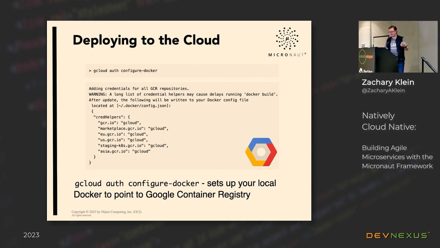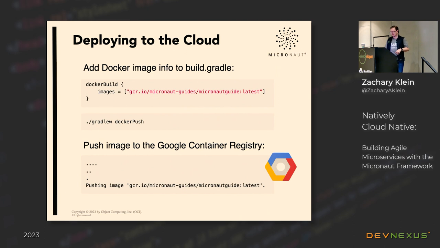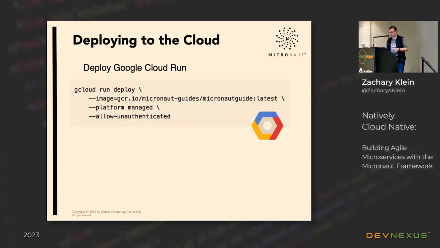So we actually have to configure Google and Docker so that Docker is able to push an image to Google Cloud Registry. We're going to create a Docker container from our Micronaut application and push it up to Google's container registry. Then we have a little bit of configuration on the Gradle side just to give the name of the Docker build we want to create. When you use the GCP feature, you will get this Docker push command that will essentially push that container image up to the container registry. And then you just run it with gcloud.